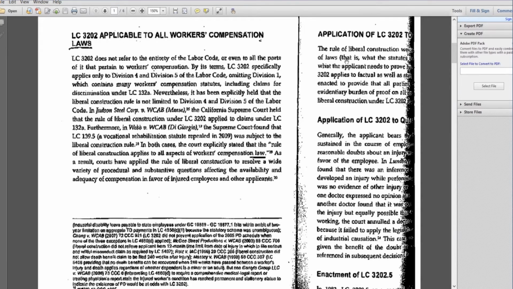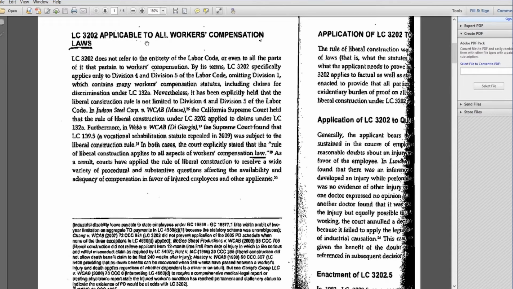Okay, so let's begin. According to this notable authority, he says Labor Code 3202, the Liberal Construction Code, does not refer to the entirety of the Labor Code or even to all the parts of it that pertain to workers' compensation. By its own terms, Labor Code 3202 specifically applies only to Division 4 and Division 5 of the Labor Code, and we talked about that.